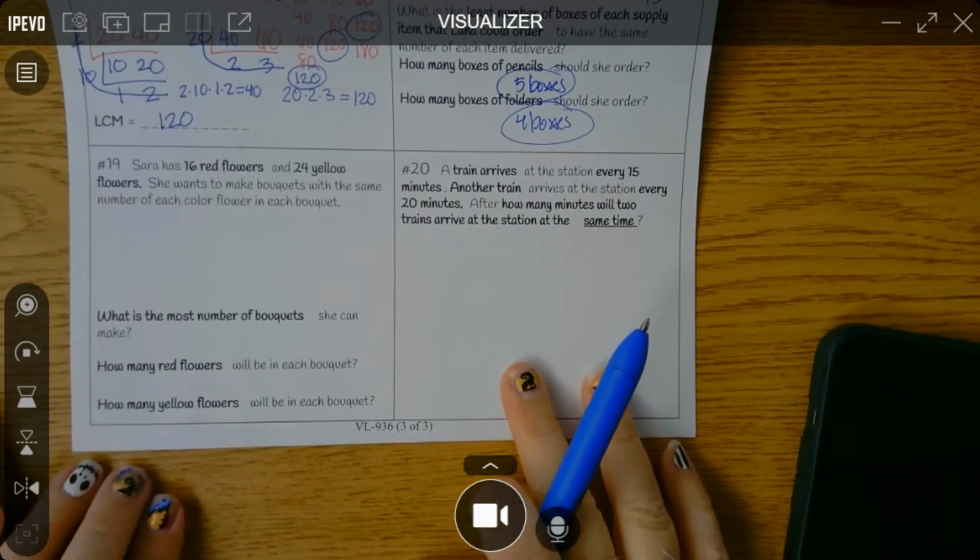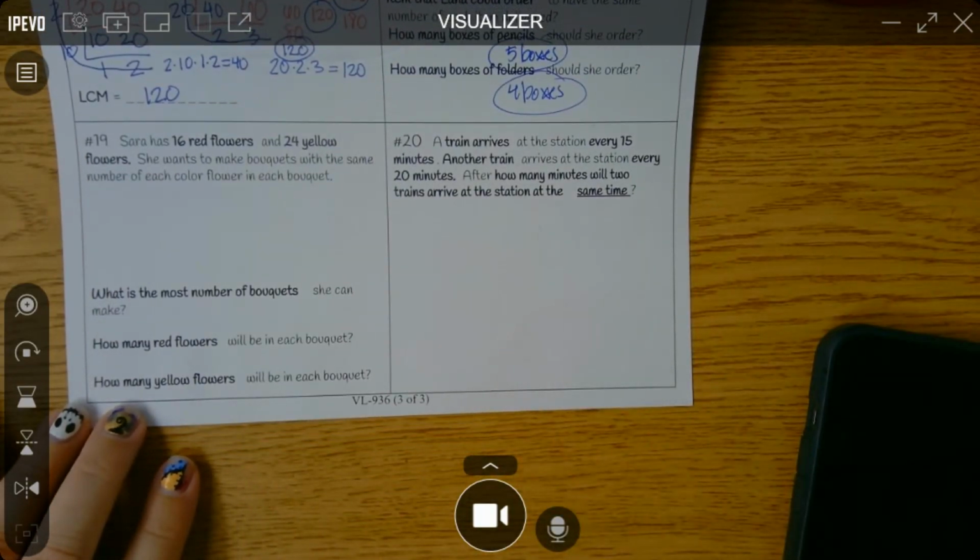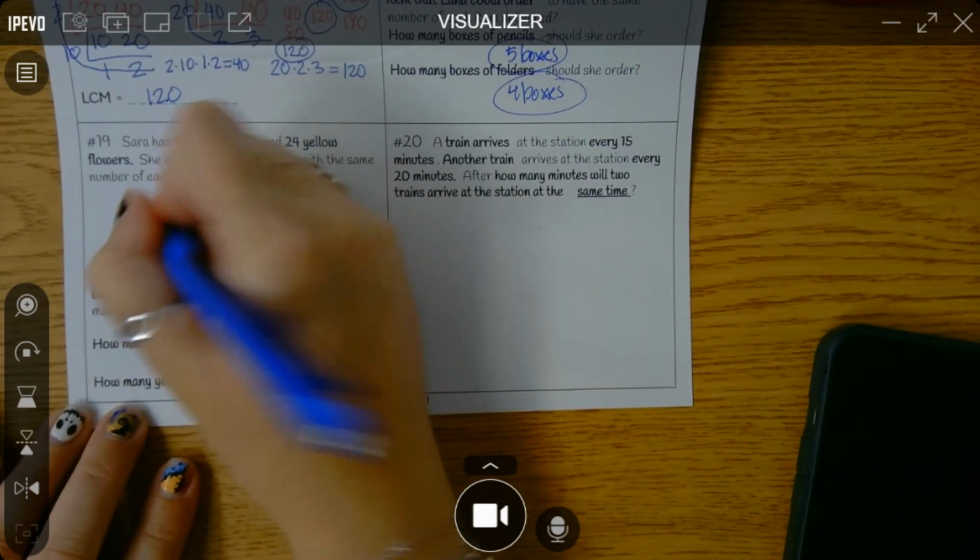Okay, only 2 more. Let's see if we got these ones right. It says Sarah has 16 red flowers and 24 yellow flowers. She wants to make bouquets with the same number of each color flower in each bouquet. Okay, so like, again, we're wanting to make identical things, so we're going to do my ladder.